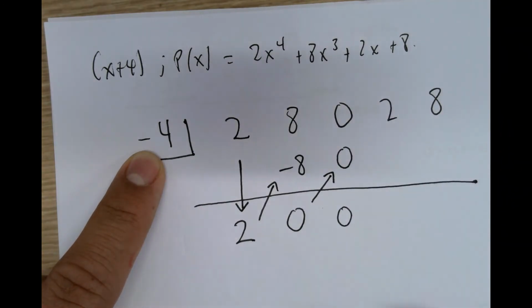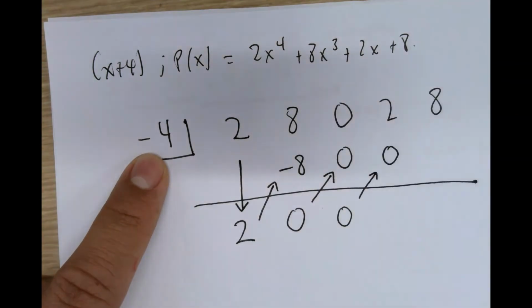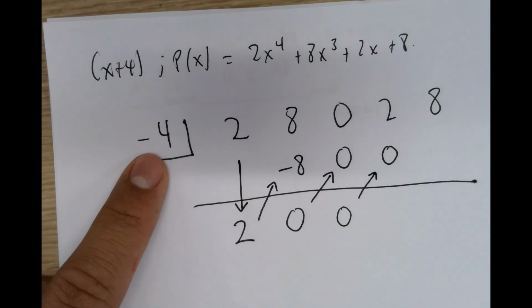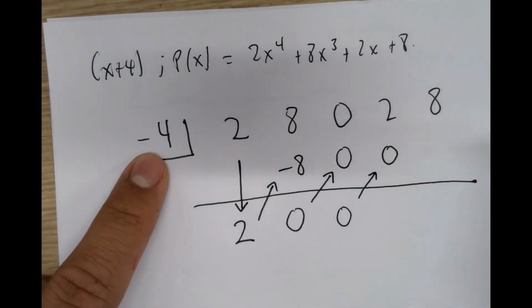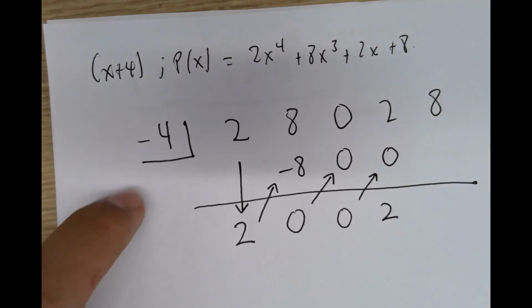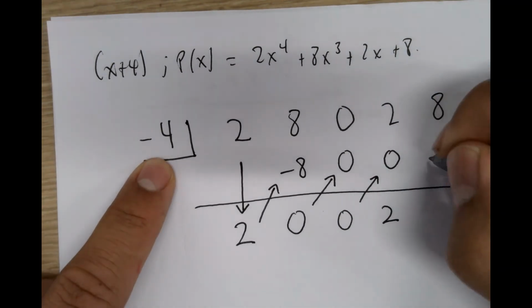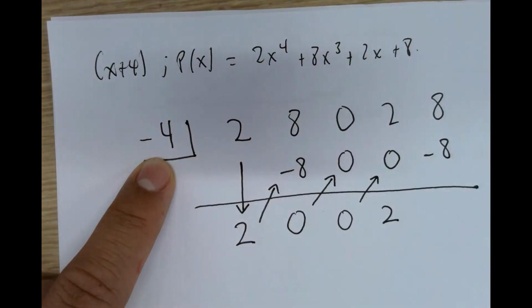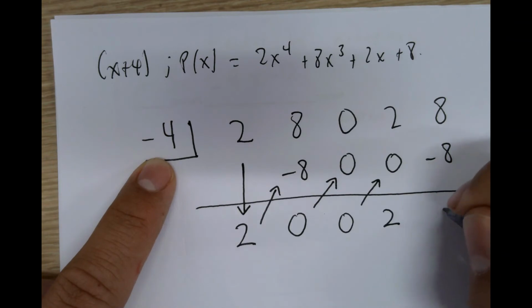0 times negative 4 is equal to 0 again. We have 0 plus 2 is equal to 2. And then we do 2 times negative 4, which is equal to negative 8. So we add these together, and that equals 0.